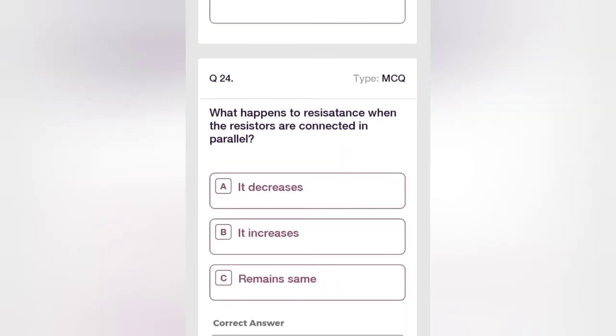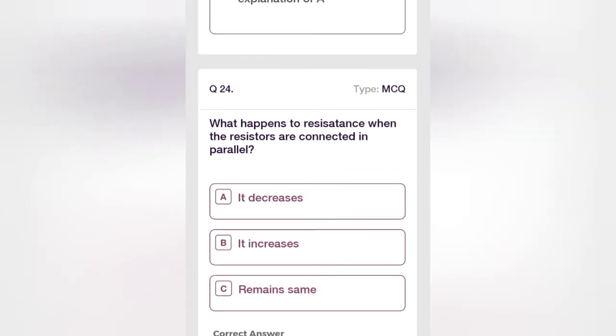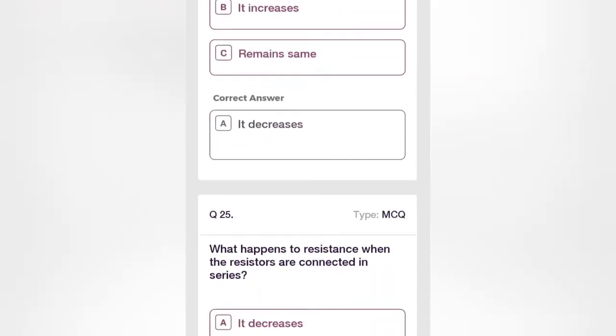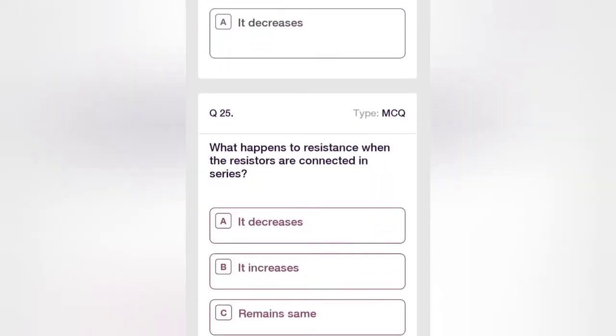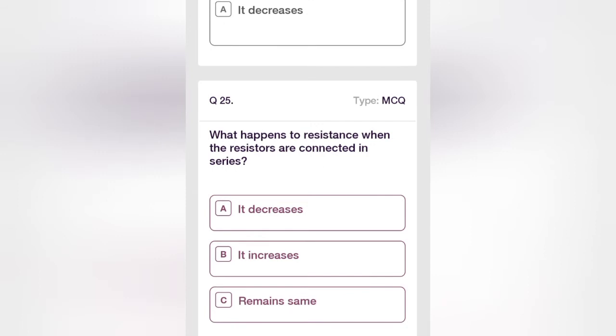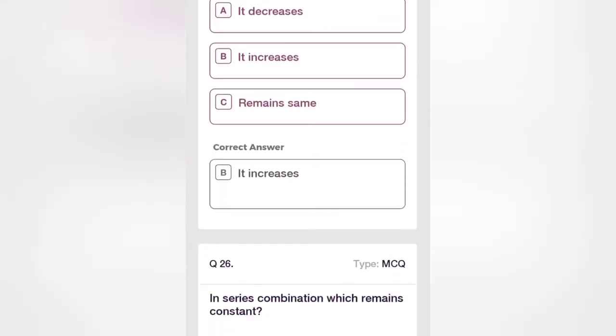Next, what happens to the resistance when resistors are connected in parallel? So when we connect it in parallel, total resistance is going to decrease. Option A is the correct answer. What happens to the resistances when resistors are connected in series? It will get added up. That means it's increasing, the maximum resistance we can get. So option B is the correct answer.